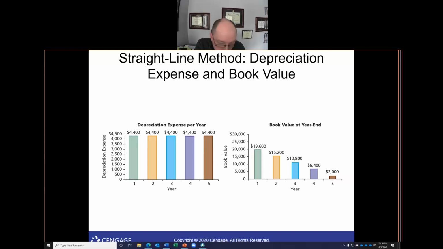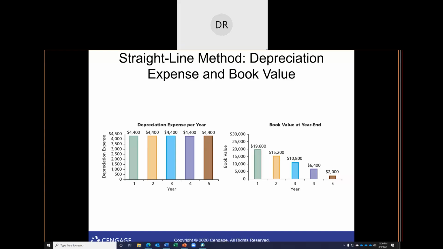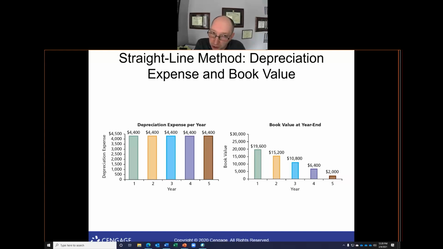David, go ahead. I was going to ask you, how did you get the 4,400? Yes. Yeah, so that is the depreciation expense per year using the straight line method. You take the initial cost minus the residual value divided by the useful life.